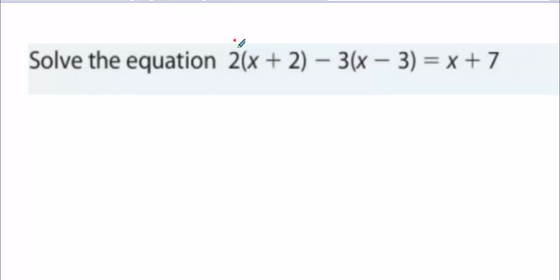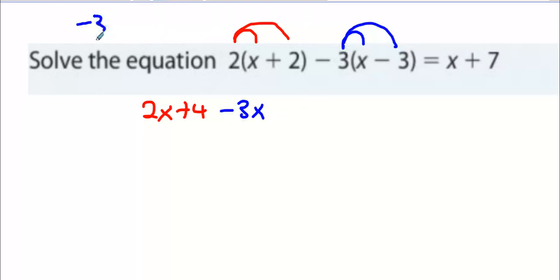Okay. 2 multiplied by x. Great. 2 multiplied by 2. Okay. Next one. Minus 3 multiplied by x. Yes. Minus 3 multiplied by another minus 3. So there's 2 negatives there. Just do 3 multiplied by 3. 9. So it's plus 9 because 2 negatives make a positive when you multiply. Okay.